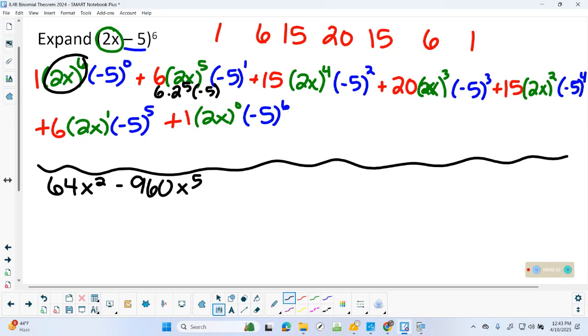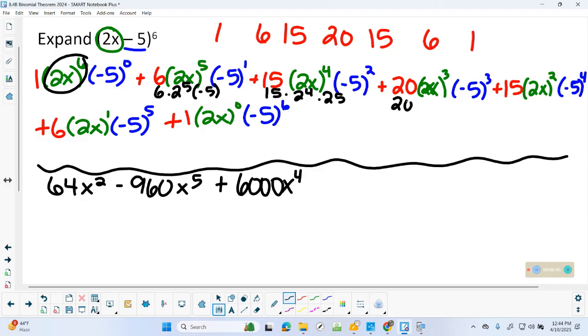Okay, third term. In my calculator, I'm going to do 15 times 2 to the 4th. Okay, I just know -5 squared is 25. Let's just make it easy. So 15 times 2 to the 4th times 25, big number, 6,000. And one thing to point out, just as a little reminder, notice the terms are alternating positive, negative, positive, negative. That will always happen when you have subtraction in your expansion, 2x minus 5. If that was +5, they'd all be plus.